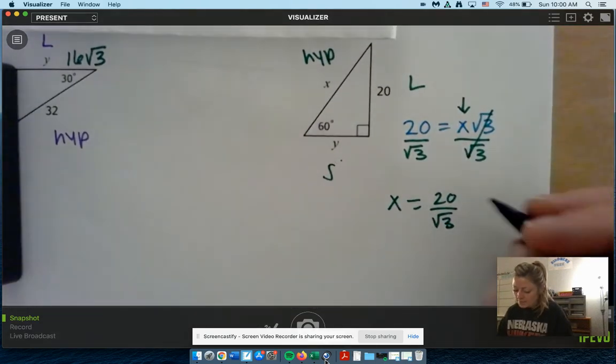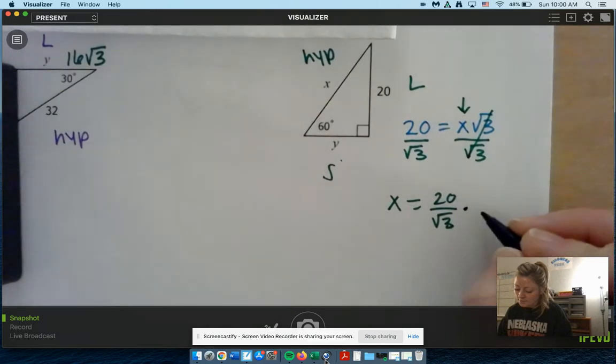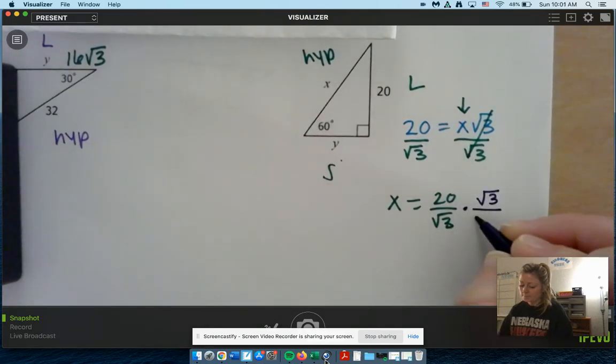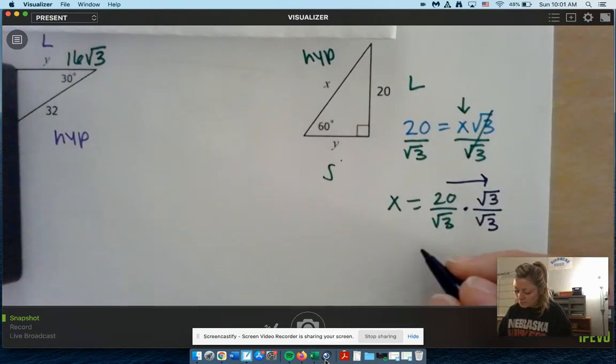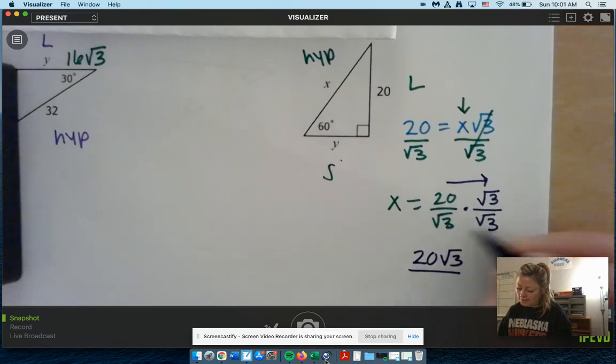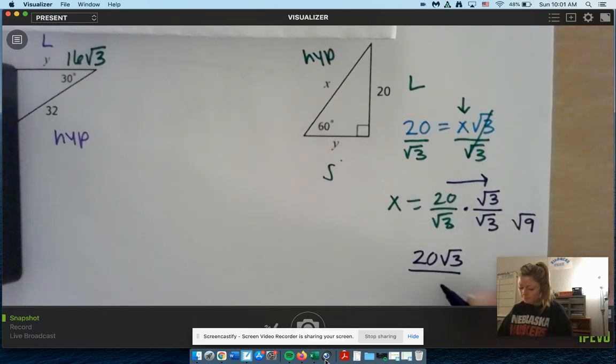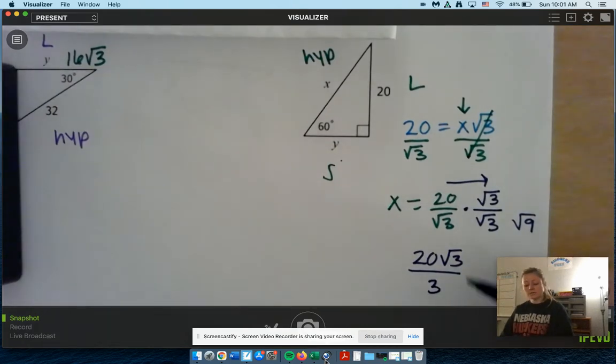Remember, we multiply by what's in the denominator. So root 3 over root 3, our special version of 1. And then we multiply across. So 20 root 3 over what's root 3 times root 3? It's square root of 9, which is really just 3. Now let's look. Can I reduce this 3 evenly going to 20? It doesn't. So we're just going to leave it like this.